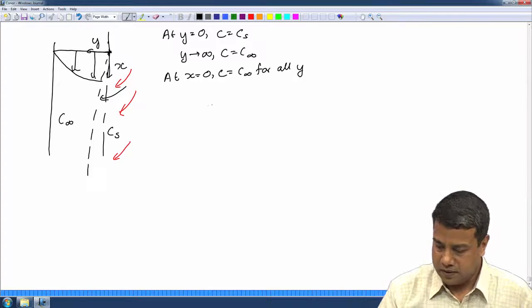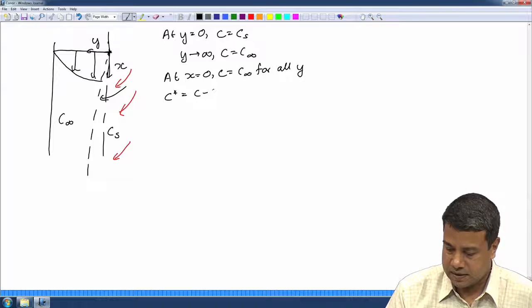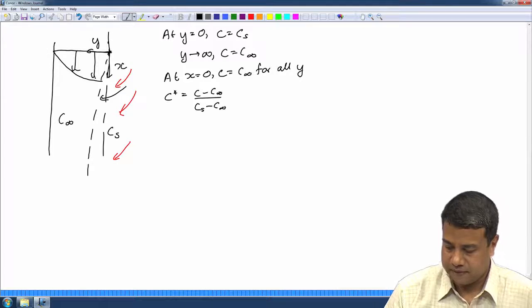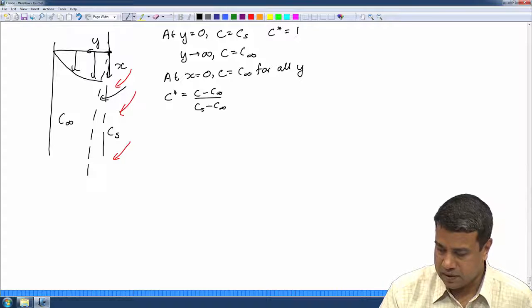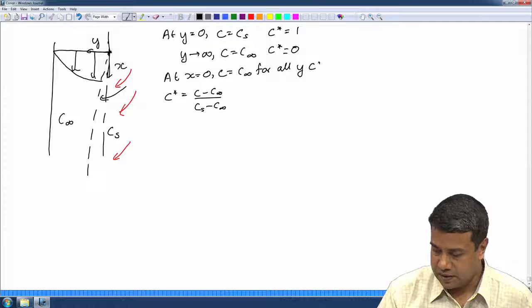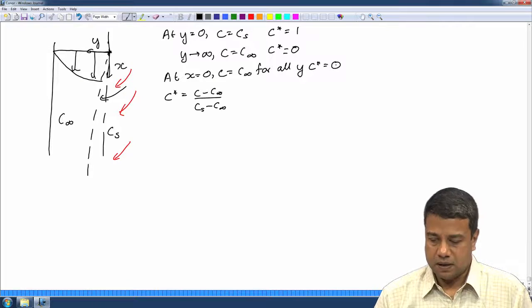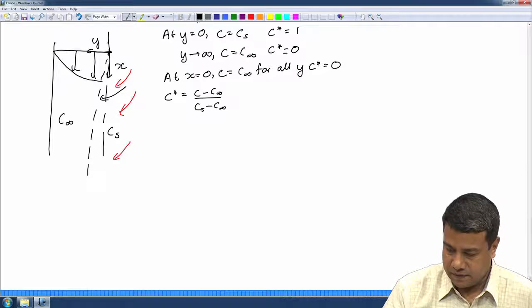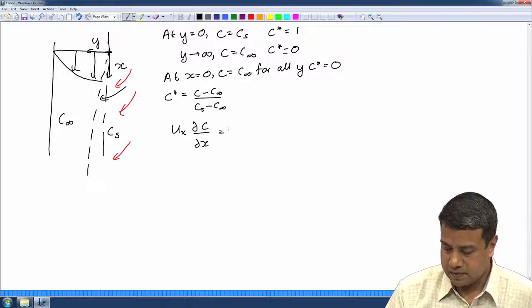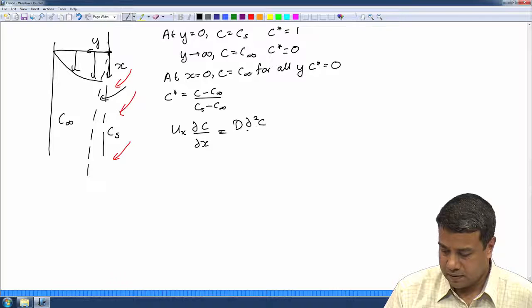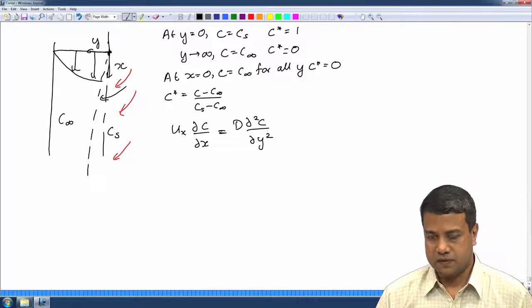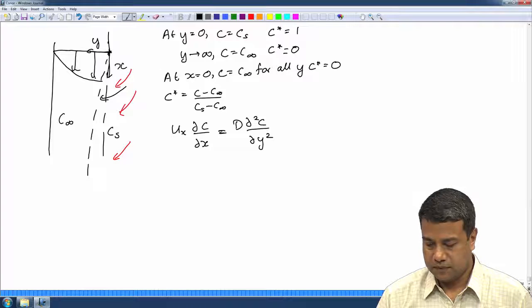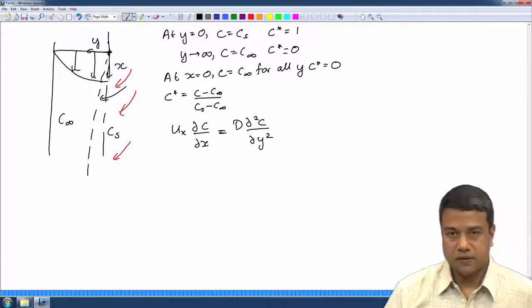Okay. We define the concentration field C star is equal to C minus C infinity by Cs minus C infinity. Therefore, this is C star is equal to 1, C star equals 0, C star equals 0. And the equation for the concentration is of the form Ux partial C by partial x is equal to D partial square C by partial y square, a balance between downstream convection and cross stream diffusion. This Ux at the surface goes to a constant value.